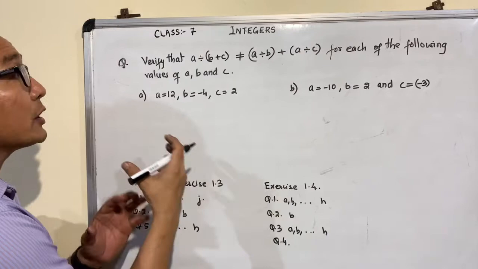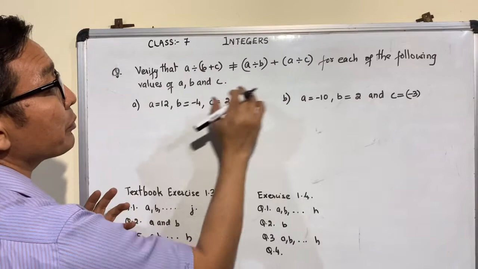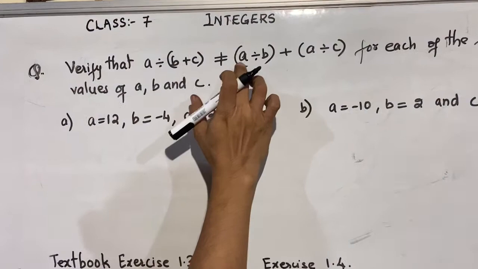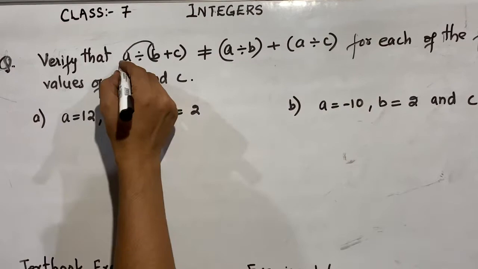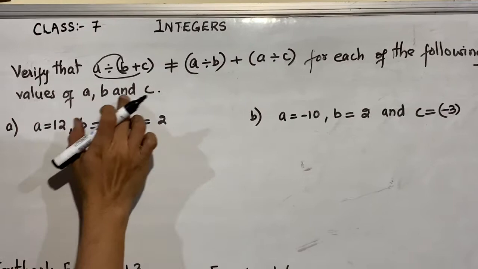Division also does not satisfy the distributive law. A divided by the sum of B and C is not equal to A divided by B plus A divided by C. This is shown for each of the values of A, B, and C.